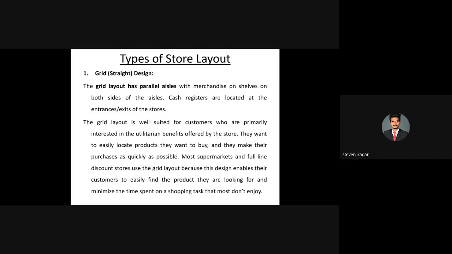This grid type of layout can be helpful for a retailer, saving the time of the customers. Fine. So especially this type of straight or say grid design can be used by supermarkets and some discount stores, full line discount stores, which will be helping them to make their customers find the products easily, whatever those people are looking for, and also the time which is going to be spent by the customer will be minimized.